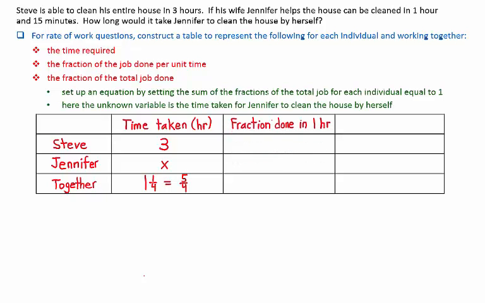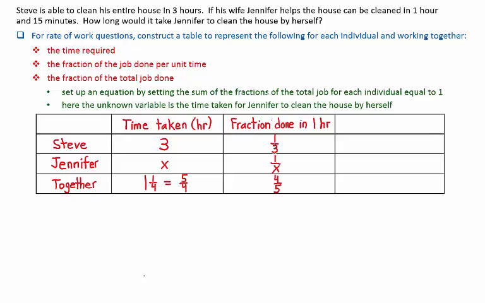For the next column, we'll look at the fraction done in 1 hour. If it takes Steve 3 hours to do the entire house, each hour he will have done 1/3. For Jennifer, each hour will correspond to 1/x, and working together, the reciprocal of 5/4, 1/(5/4), which is 4/5.